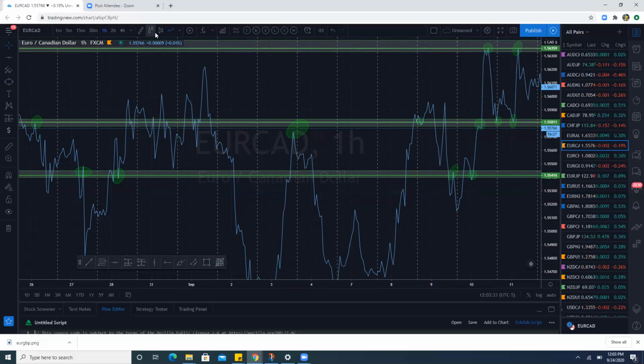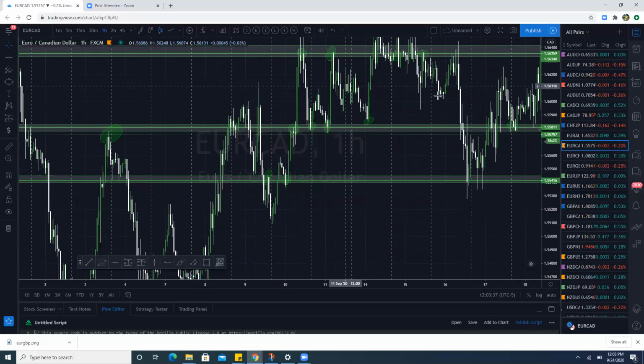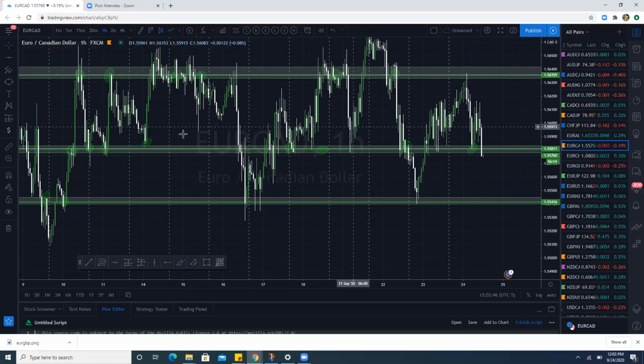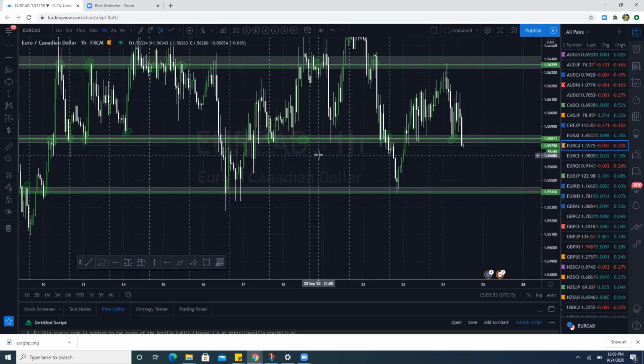So let me go back to the candlesticks. See, it's much easier to find them when you're doing the line charts. And once you get good, you can find it with the candlesticks or whatever type of chart that you use. But that's the gist of it there.